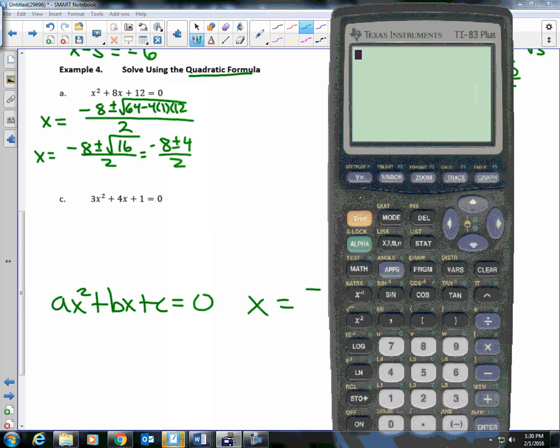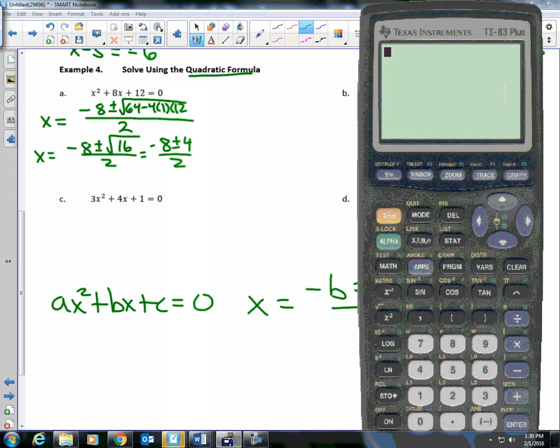What's the degree of the polynomial I started with? So how many solutions will I have? So let's figure them out. What's negative 8 plus 4? Negative 4 divided by 2? Negative 2, right?